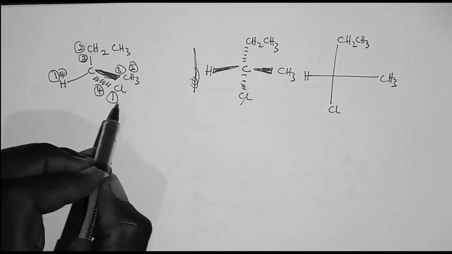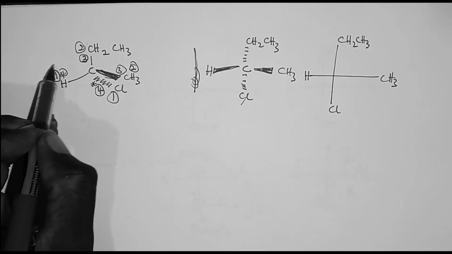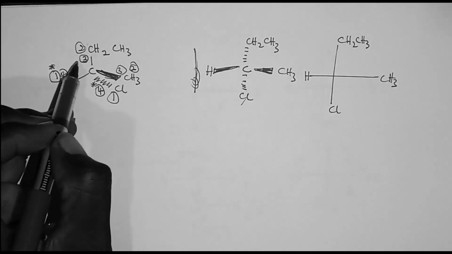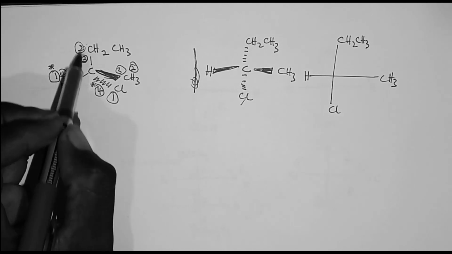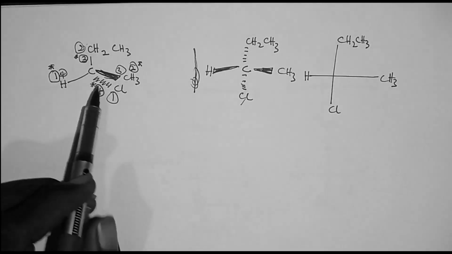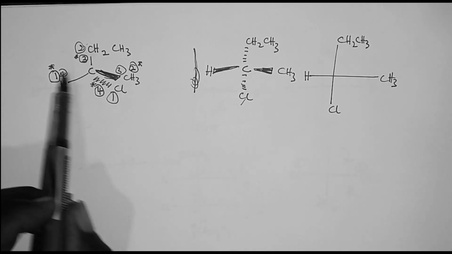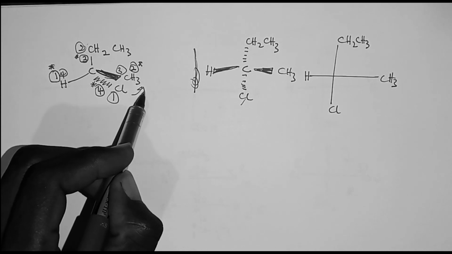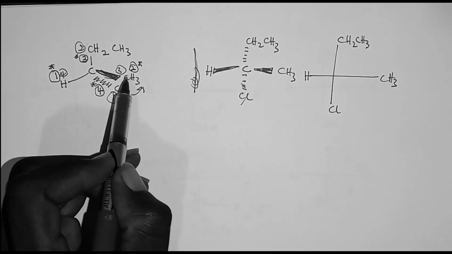So let me put an asterisk on the changes we've made. We change here from 1 to 4, we change here from 4 to 1. So there's an asterisk here. And then we change here from 2 to 3, and we change here from 3 to 2. So if you can see, it is moving from 1, 2, and 3 in the anti-clockwise direction, and therefore this molecule is an S molecule.